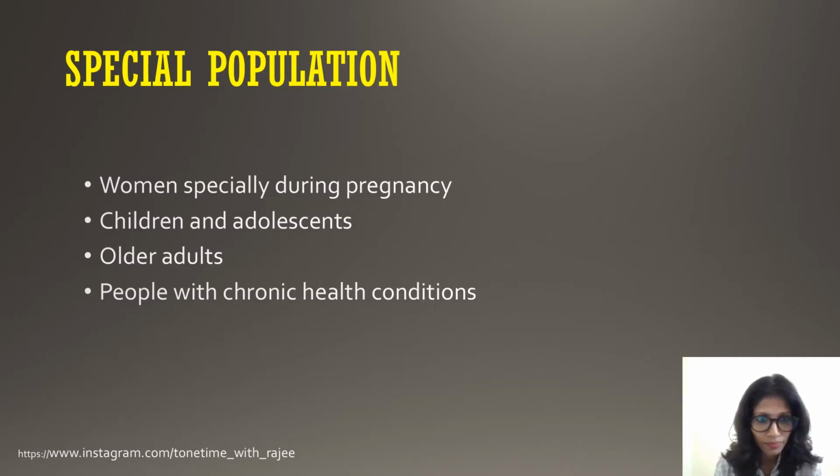The second category is children and adolescents. Even these people will come under special population. And the third category is older adults, and the fourth one is people with chronic health conditions, people with diabetes, obesity, and cardiac problem. Those kind of people will come under special population.